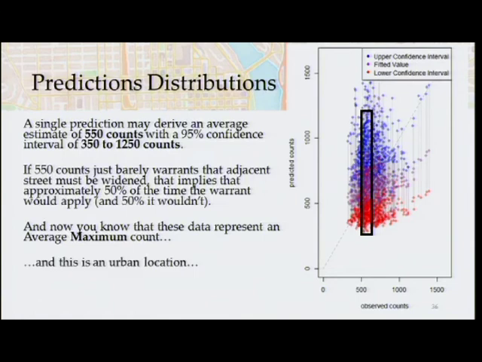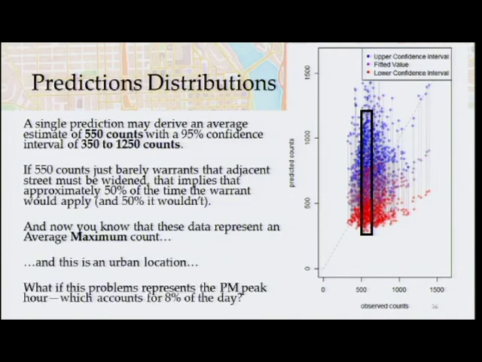And then we realized that, oh, this data was collected in suburban locations, and this is actually an urban location, so that 65 to 35 is actually closer to 80-20 at this rate. And then you realize that, oh, you're only looking at the peak hour, but that's 8% of your entire day. So the point here is that there's a lot of variation.